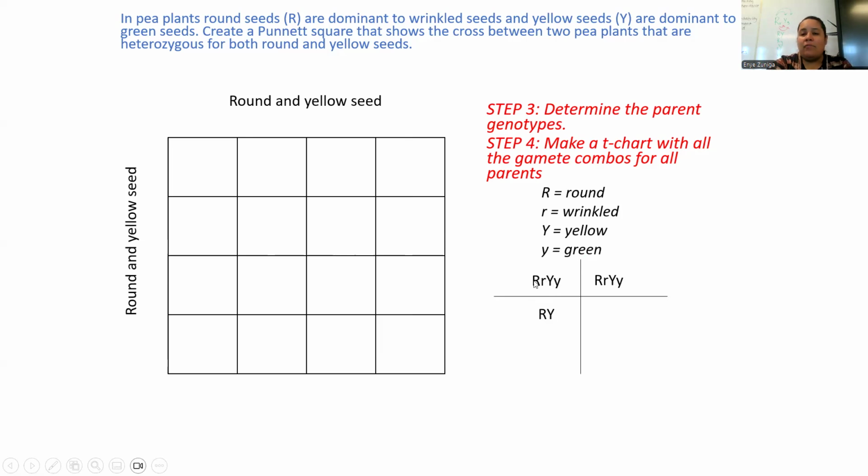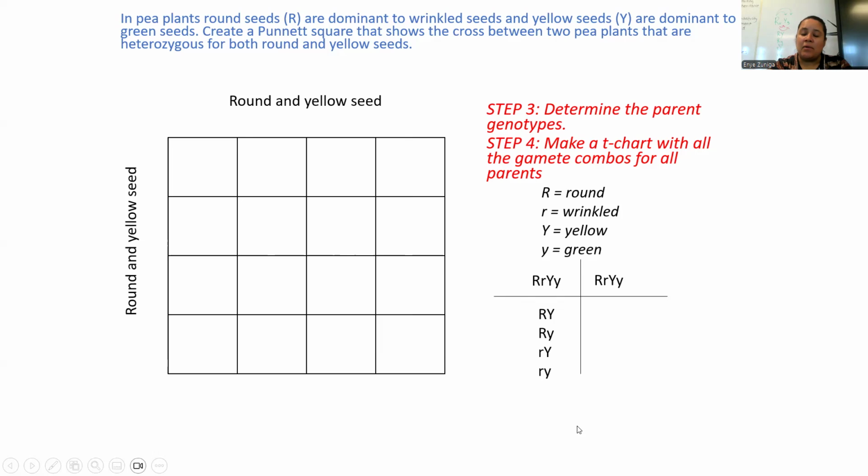Or I can have first letter and fourth letter, capital R, lowercase y. Or I can have lowercase r, capital Y. And the next one, I could also have lowercase r, lowercase y. So that's the different gamete combinations for parent 1.